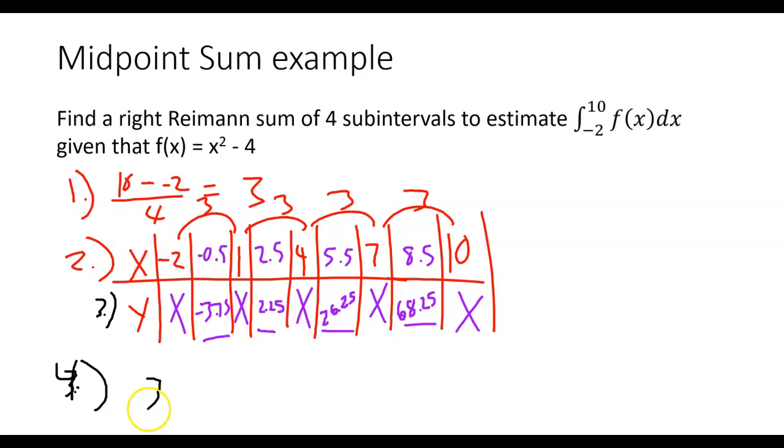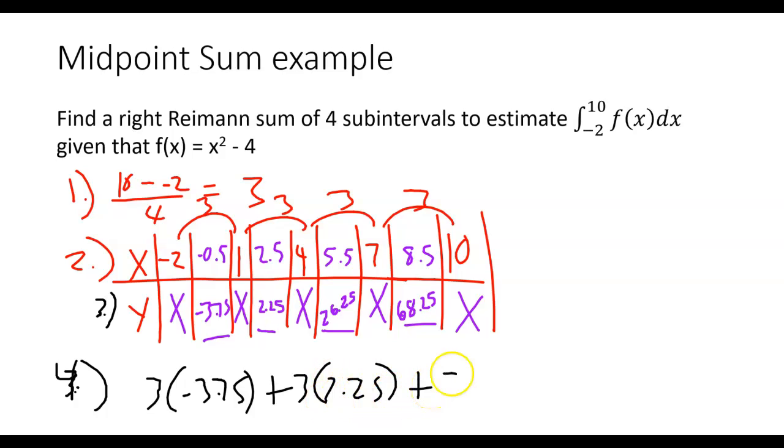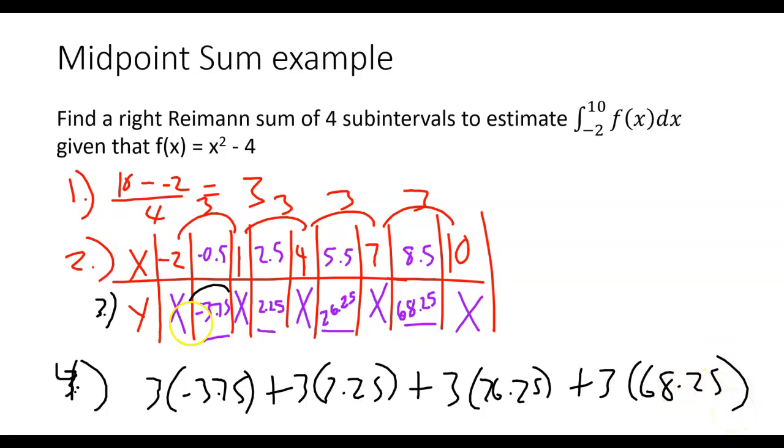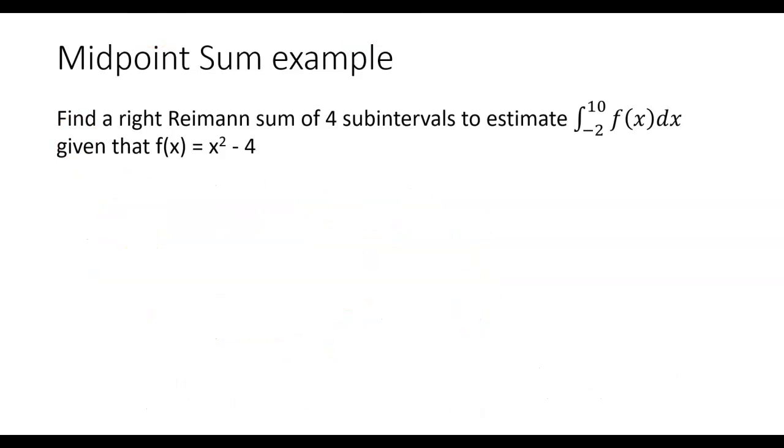So it's going to be 3 times negative 3.75 plus 3 times 2.25 plus 3 times 26.25 plus 3 times 68.25. And you don't leave any of them out this time. You do all of them. So base times height, base and height, and so on. All right, and just add them all up, and that's it. All right, and then we have one more, a trapezoid sum.